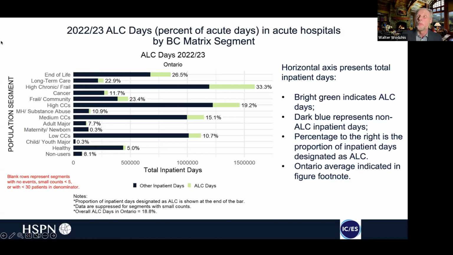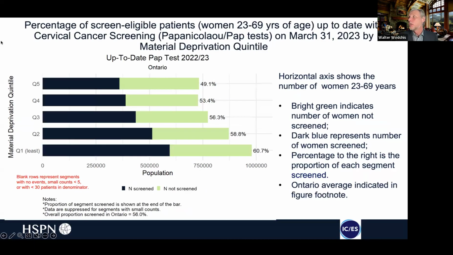And so we actually see that there are more ALC days coming out of those palliative end-of-life patients than was apparent in the CHI. So two slightly different views, and the groupings here are a little bit different in terms of what you can see. The last two I'm just going to come to are around cancer screening.